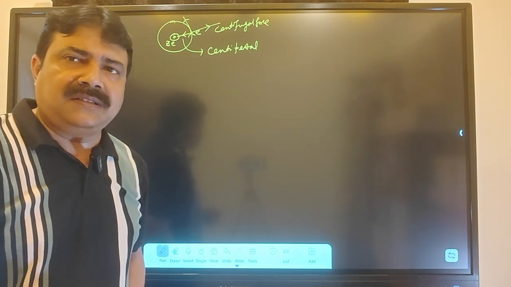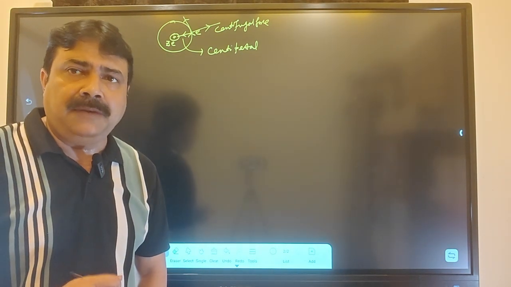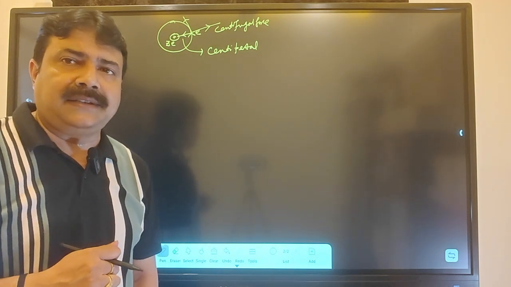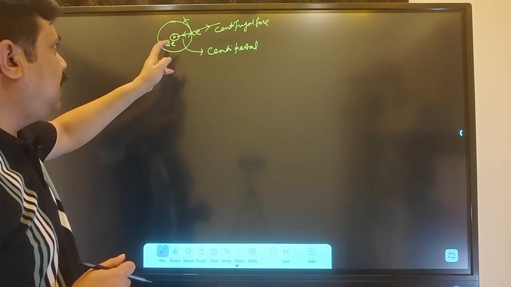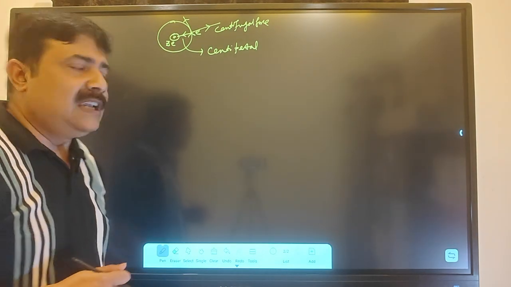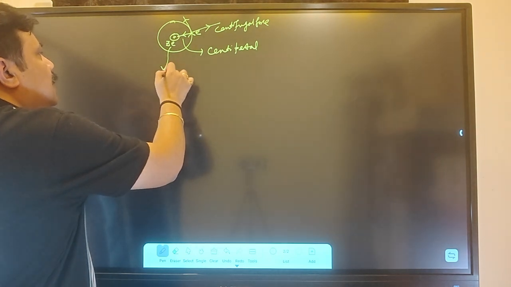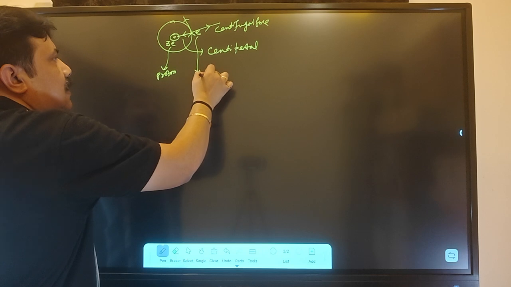Both are 1.6 × 10^-19 coulomb, but the electron has a negative sign and the proton has a positive sign, but both have the same amount of charge. That's why both are expressed by e, electron also expressed by e and proton also expressed by e. And this is representing the protons, that many Z number of protons, and this represents the electron.